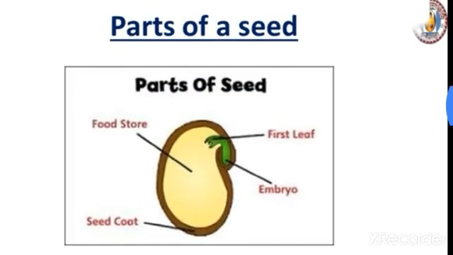Now, parts of a seed. You can see in this seed that the seed contains a seed coat, and food is stored inside it, and embryo and fruit leaf. From the embryo, a newborn plant develops.